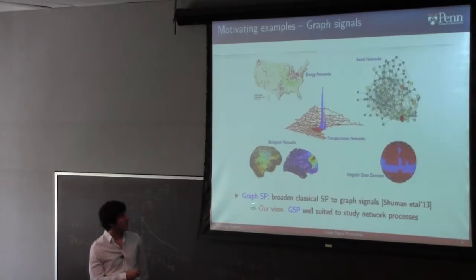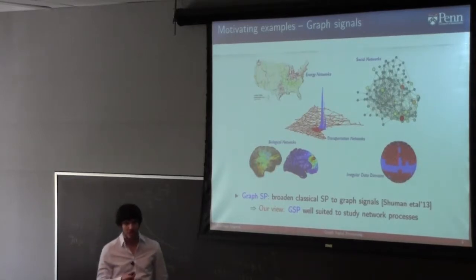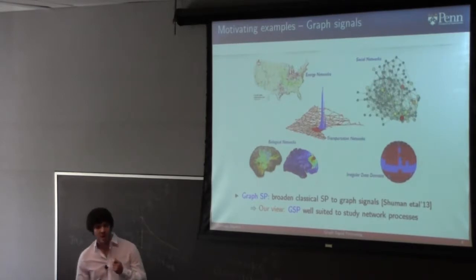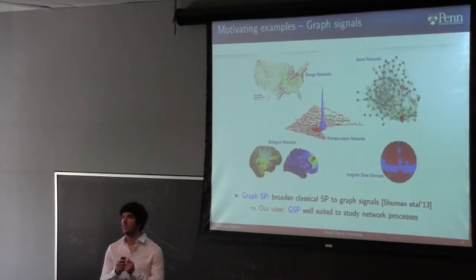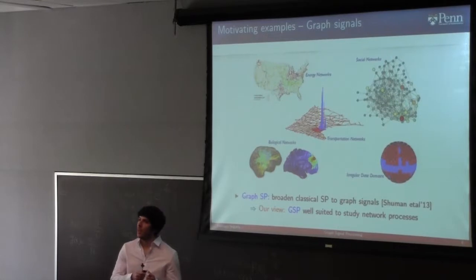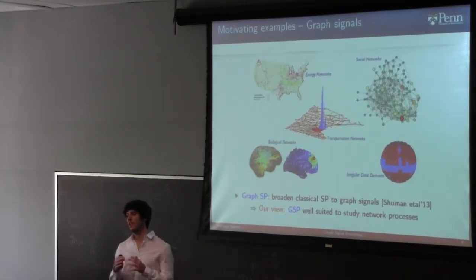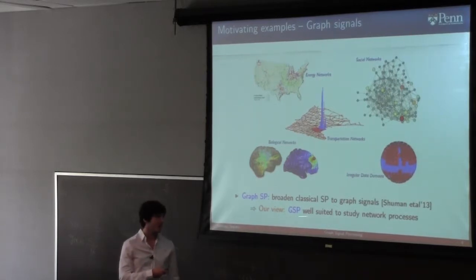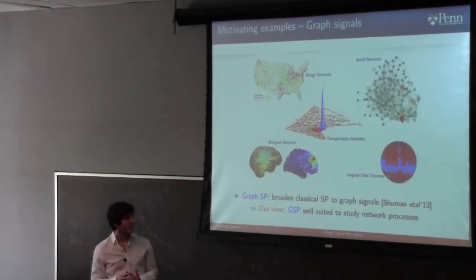So the philosophy of graph signal processing is mainly to extend tools originally conceived to analyze signals in regular domains, like time signals or images, to analyze signals in more irregular domains, like graphs. And our contention is that GSP, graph signal processing, is well suited to study network processes.